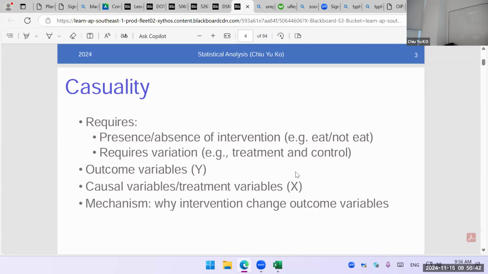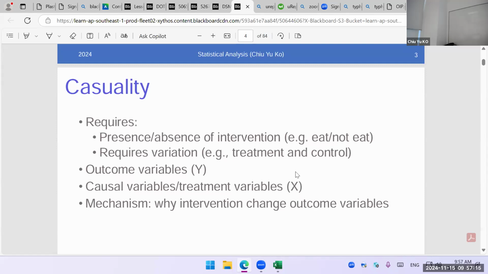The second item, it must be the case you observe the variation of X, right? You compare those with X and those who don't have X, and they must be comparable, right? If they're not comparable, it must be before and after: people before don't have X, and after you have X. Okay, so you have two requirements for that.